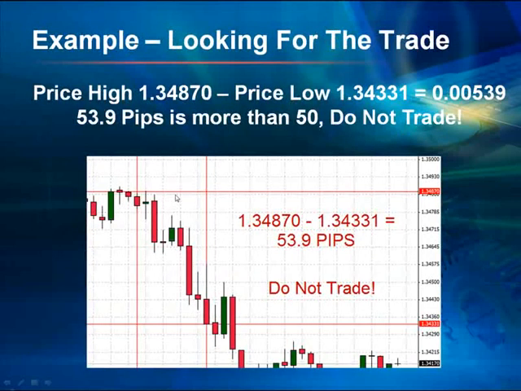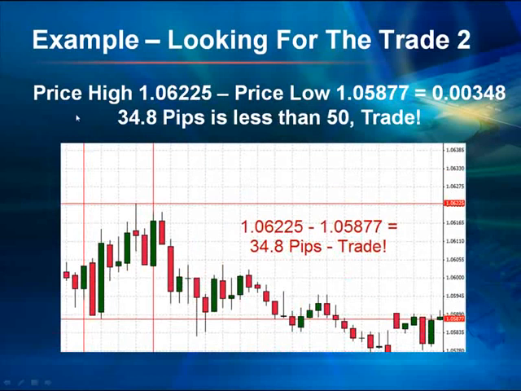So let's just take a look at a couple of examples of what I mean. Here's our chart like we just set up in MetaTrader. We've got our vertical lines at 1400 and 1600, and we've got our horizontal lines at the low price point and the high price point. So to calculate whether we want to trade here or not, we subtract the low point, 1.34331, from the high point, 1.34870, and in this case that equals 0.00539, or 53.9, or 54 pips if you wanted to round it up, which is more than 50 pips, so we don't want to trade this day. We leave this trade alone.